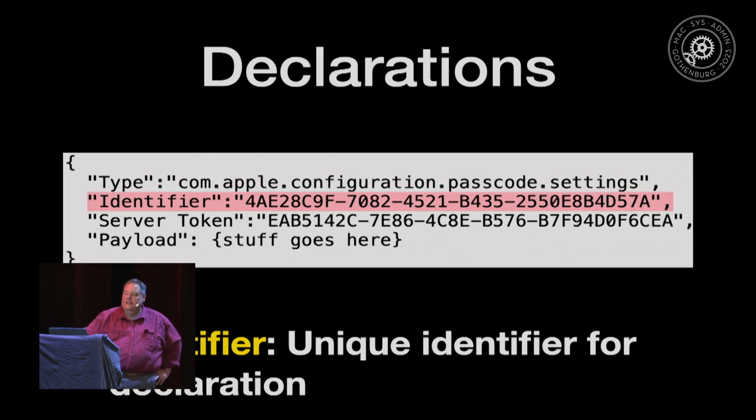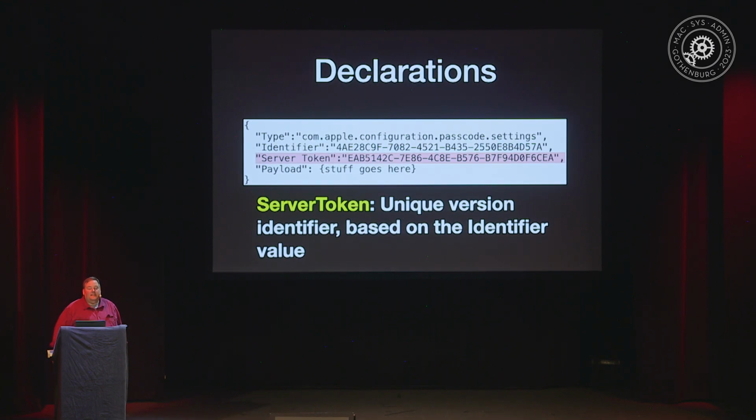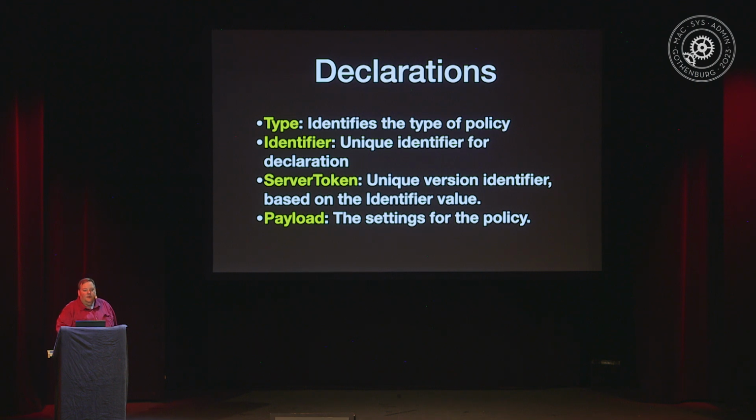Identifier provides a unique identifier for the declaration in the form of a UUID. Server token provides a unique identifier for the current version of the declaration based on the identifier value in the declaration. This will also be in the form of a UUID. And payload contains the settings for the policy being sent by that declaration. So as a quick review, here's all that makes up the structure of a declaration. And just as a reminder, no need to take notes. All this is going to be available for download afterwards.